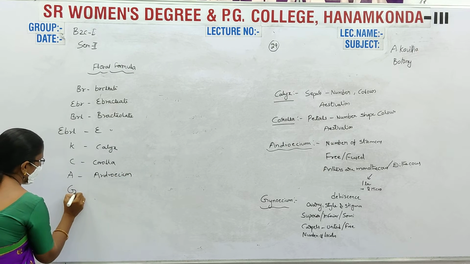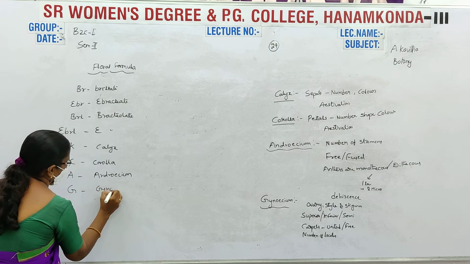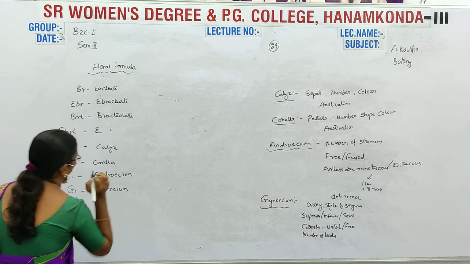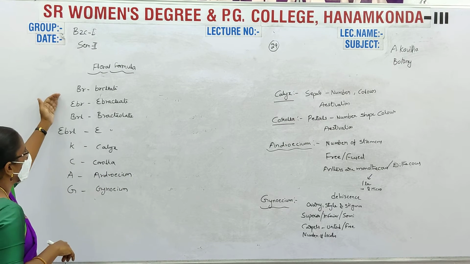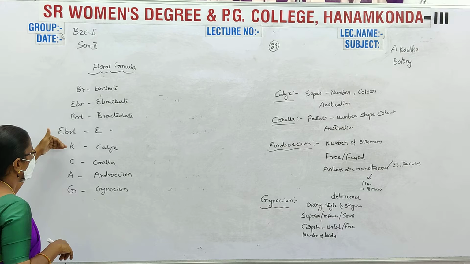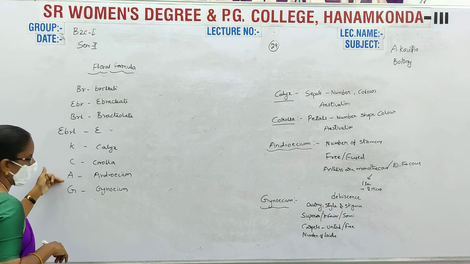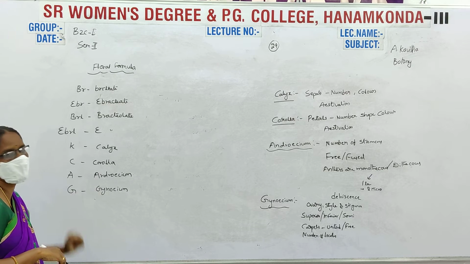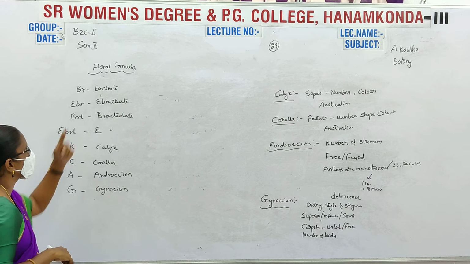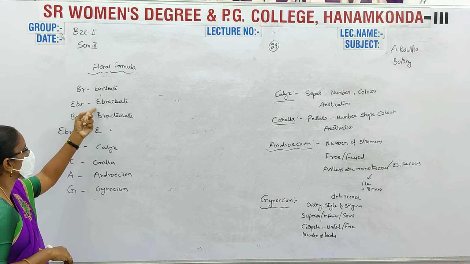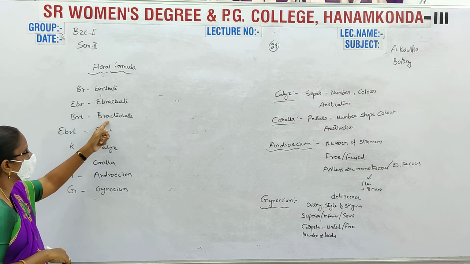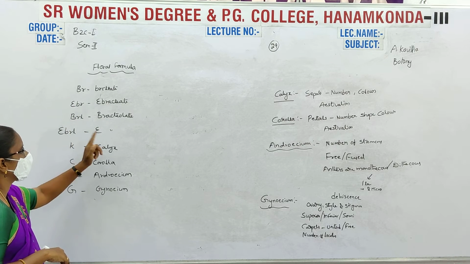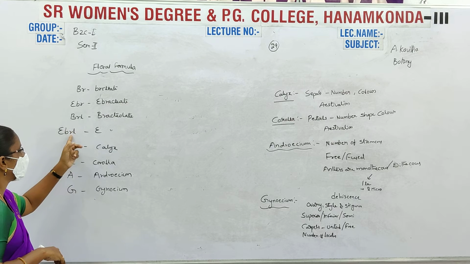And next one is A, androecium. Next one is G, gynoecium. Br, Brl, K, C, A, G: calyx, corolla, androecium and gynoecium. Bracts are present, bracts are absent, Ebr. Bracteoles are present, Brl. Bracteoles are absent, Ebrl.